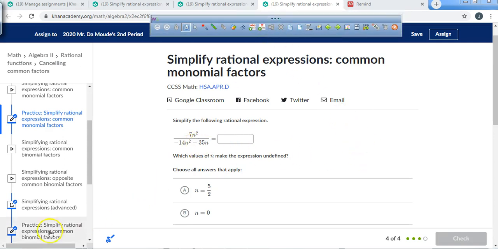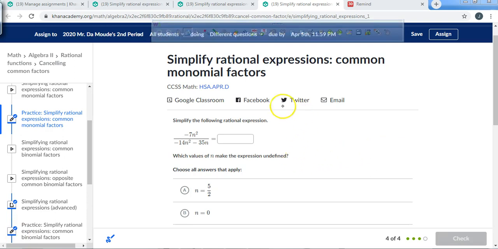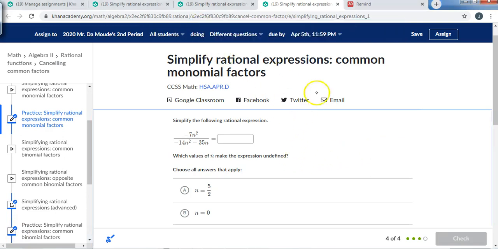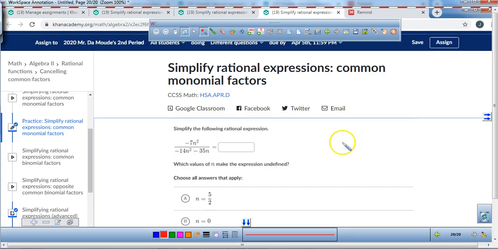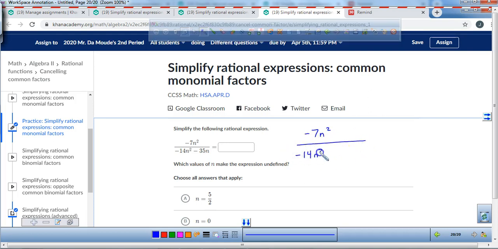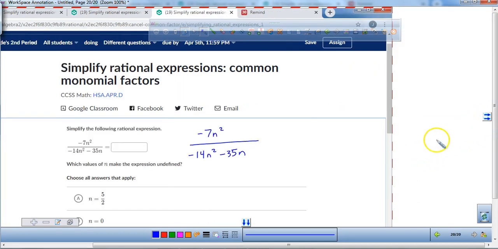We're going to be doing a lot of factoring, canceling of factors. We're going to start with this problem. It has negative 7n squared over negative 14n squared minus 35 times n. Now what we're going to do is break this down into its factors because I want you guys to see kind of what we're doing here.